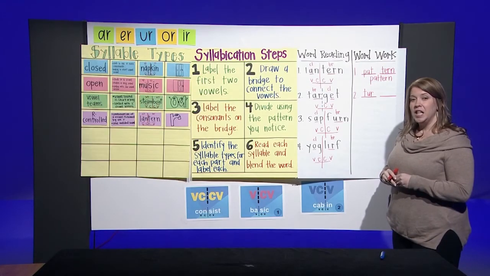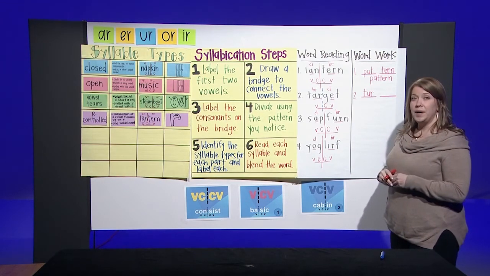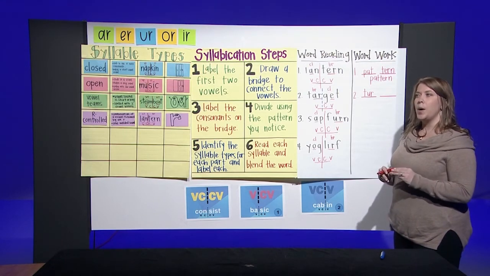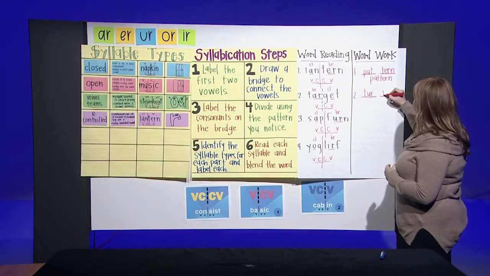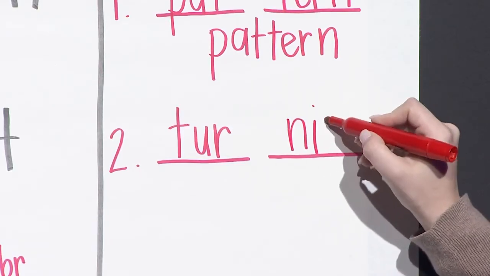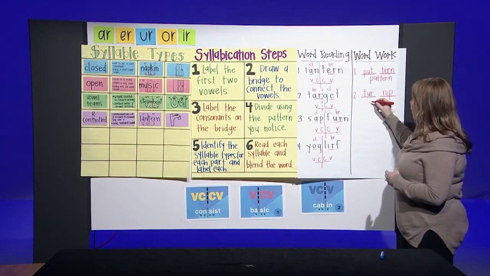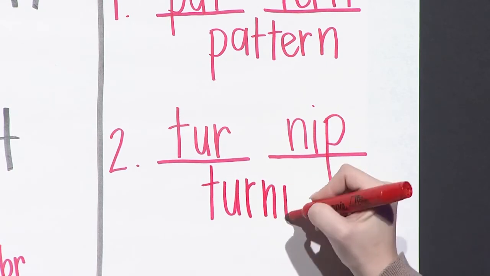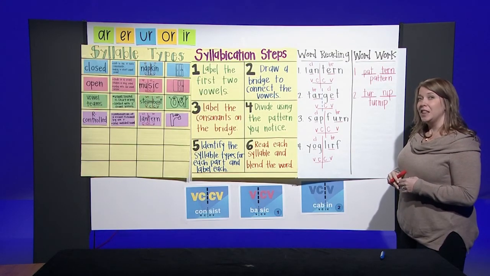Good job. Let's look at the second syllable. Nip, nip. How many sounds do you hear? N-ip. Let's spell those sounds. Very good. Let's put our word together. Turnip. You did a great job spelling that word. Let's try another.